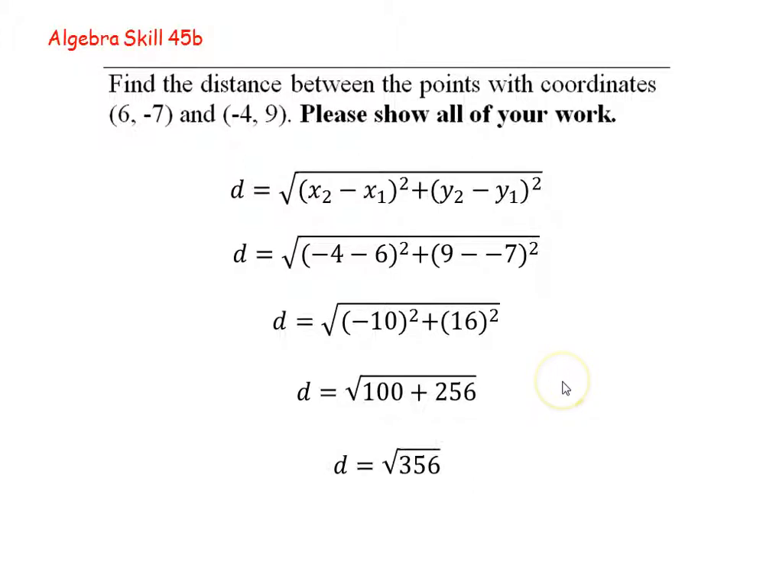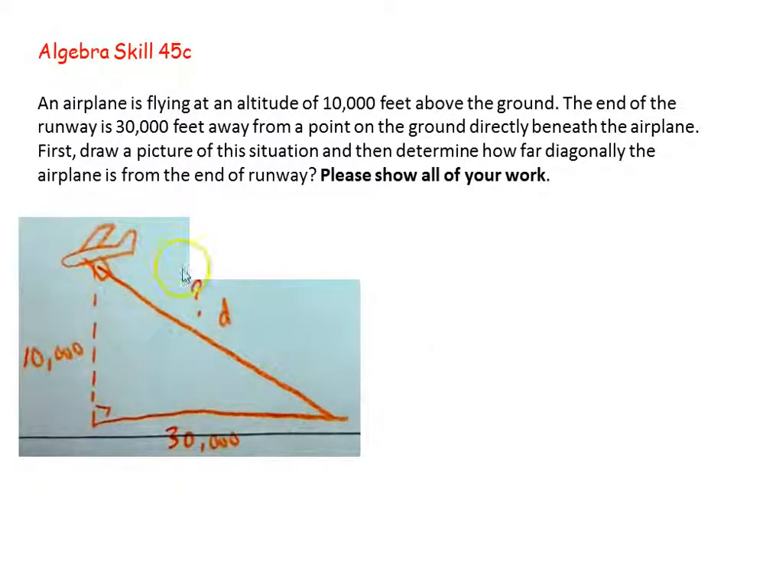100 plus 256 is 356. And the distance between these 2 points will be the square root of 356. What's the square root of 356? I'm not sure. Where's the calculator? Turns out that it's 18.87. So the distance between these 2 points is 18.87.